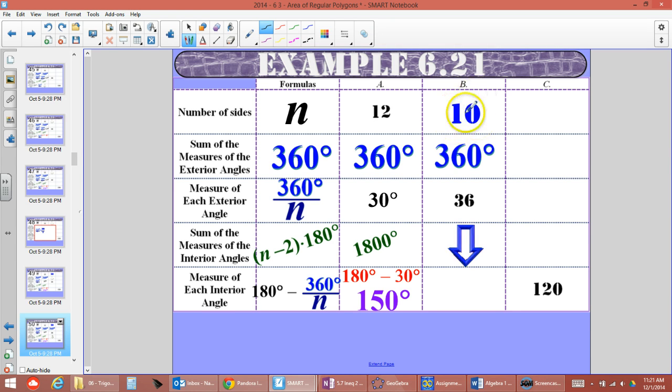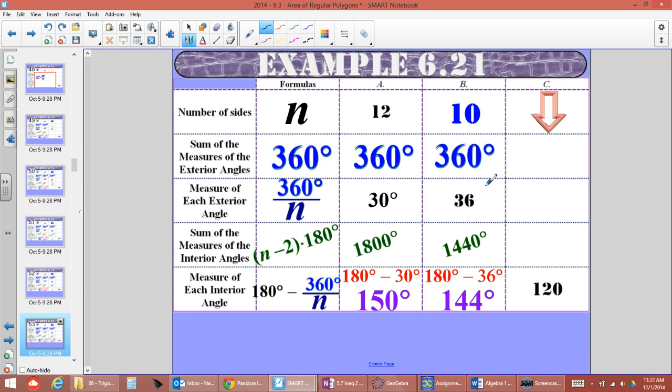Now that I know what my n value is, I can plug it in down here. I can say 10 minus 2 is 8. So 8 times 180 gives me 1440. Let's say the measure of each interior angle. Again, I'm taking 180 and subtracting this value here. So 180 minus 36 gives me 144. My interior angle is 144.